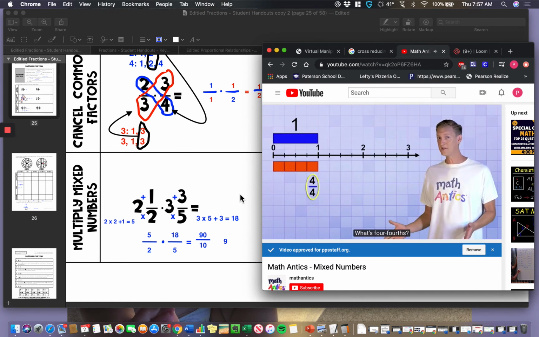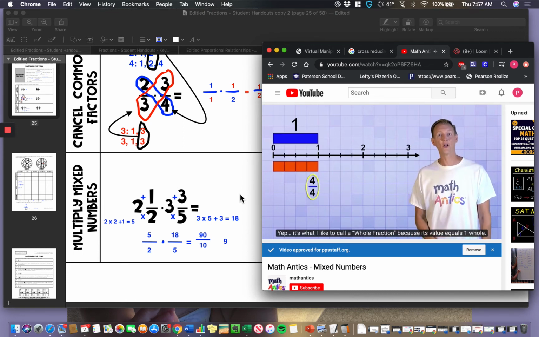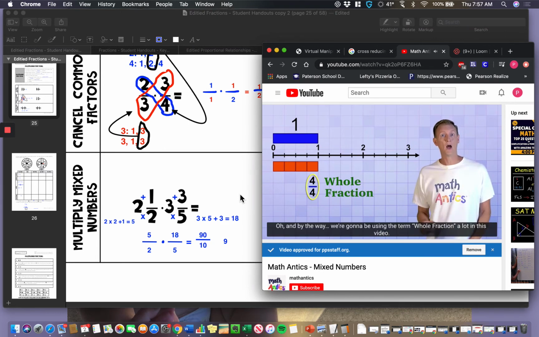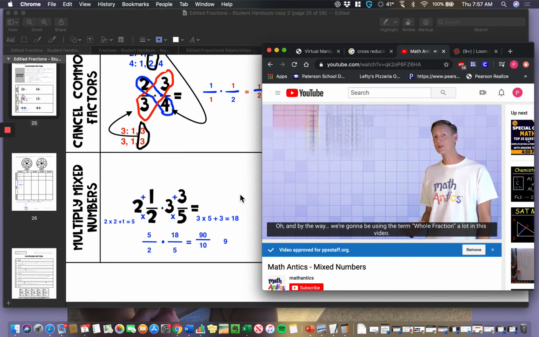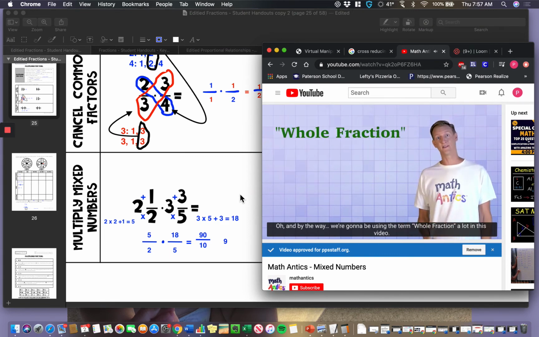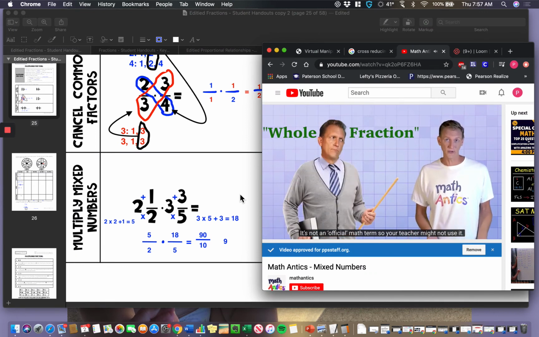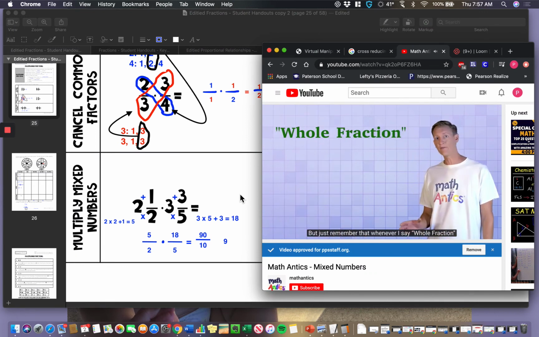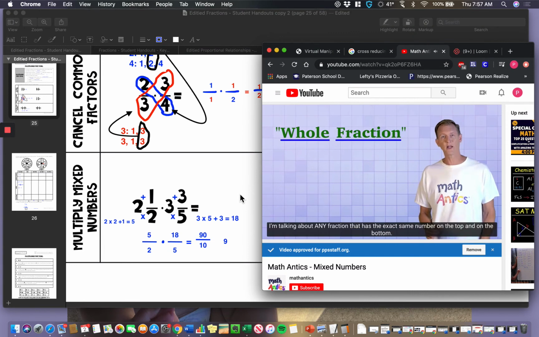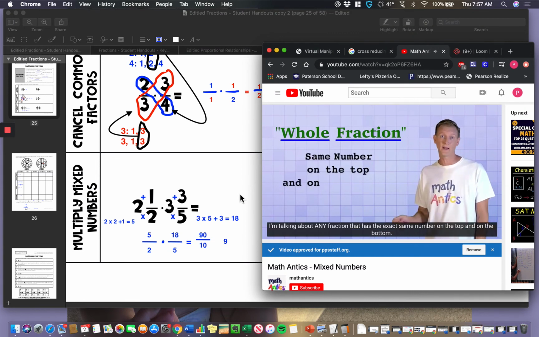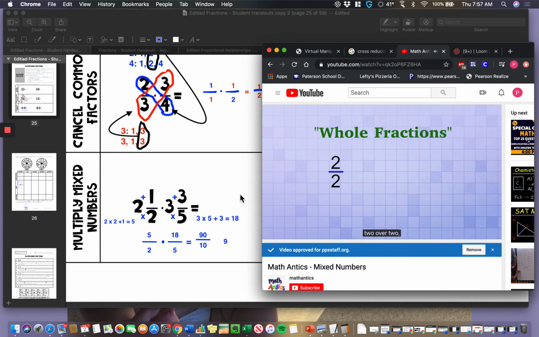What's 4/4? Yep, it's what I like to call a whole fraction, because its value equals 1 whole. Oh, and by the way, we're going to be using the term whole fraction a lot in this video. It's not an official math term, so your teacher might not use it. But just remember that whenever I say whole fraction, I'm talking about any fraction that has the exact same number on the top and on the bottom. 2 over 2, 8 over 8, 100 over 100, those are all what I call whole fractions.